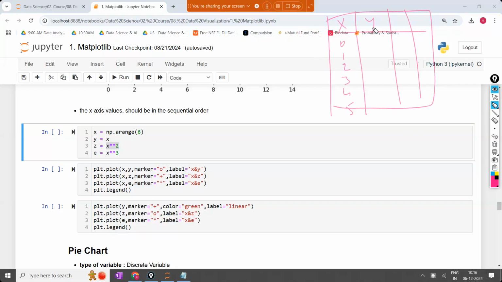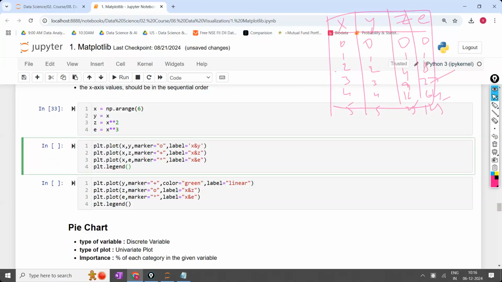Next, y is equal to also 0, 1, 2, 3, 4, 5. Next, z is equal to square, that is 0, 1, 4, 9, 16, 25. Next, cube, e is equal to 0, 1, 2 cube is 8, 3 cube is 27, 4 cube is 64, 125. Okay, 4 columns are created.